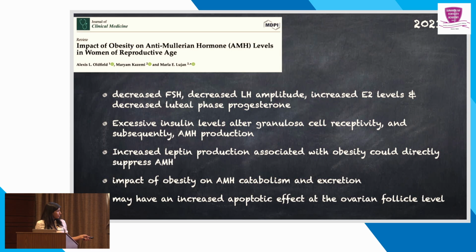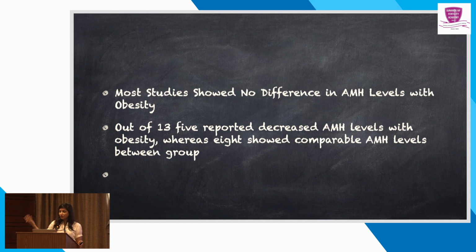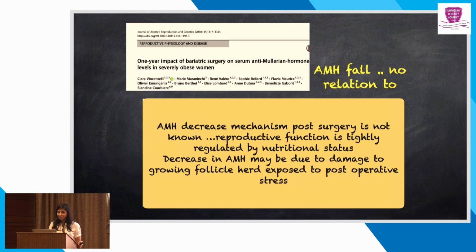That is why the impact of obesity on AMH catabolism and excretion is also known, and this apoptotic effect will have a drastic decline in the follicle number, and that will give rise to low AMH in these particular patients. Now, another story when we talk about AMH will be low in high BMI patients.